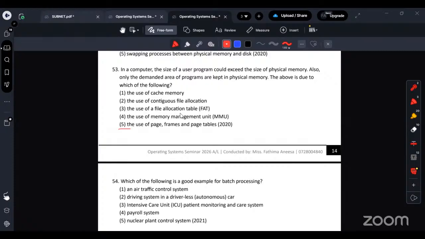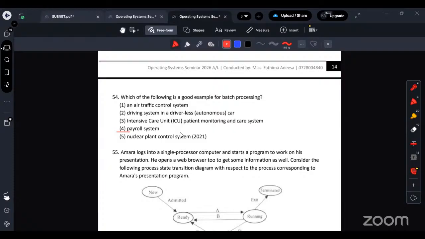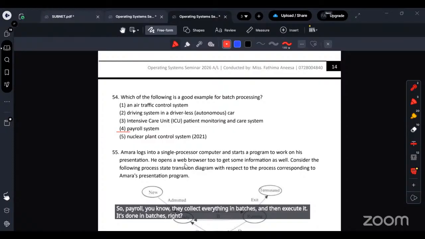So others we have studied earlier. I'm going to explain it right. Which of the following is a good example for batch processing? This is a unit one related one. But batch processing, it is payroll. So payroll, they collect everything in batches and then execute it. It's done in batches, right?